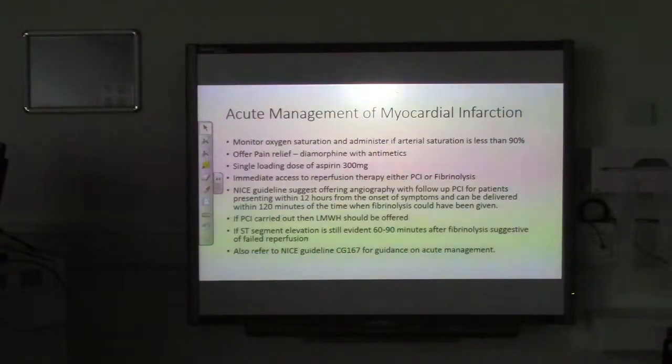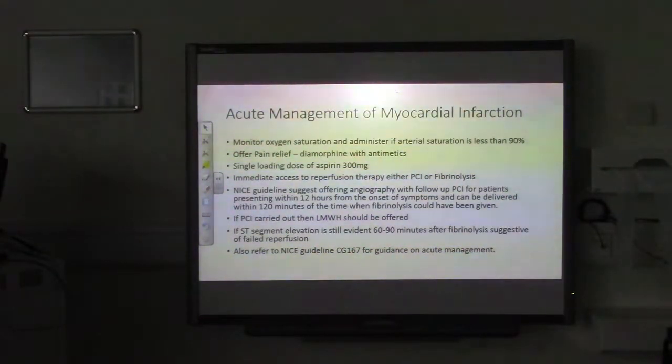We also consider immediate access to reperfusion therapy, either percutaneous coronary intervention or fibrinolysis. NICE guidelines suggest offering angiography with follow-up PCI for patients presenting within 12 hours of the onset of symptoms and where it can be delivered within 120 minutes of the time when fibrinolysis could have been given. If PCI is carried out, then low molecular weight heparin should also be offered. If ST segment elevation is still evident 60 to 90 minutes after fibrinolysis, then that is suggestive of a failed reperfusion, and therefore some other consideration must be given.